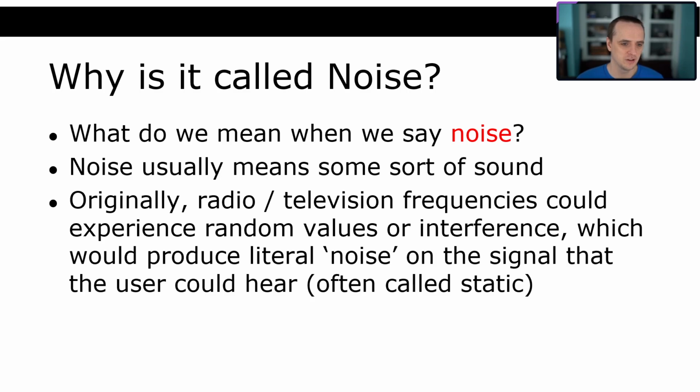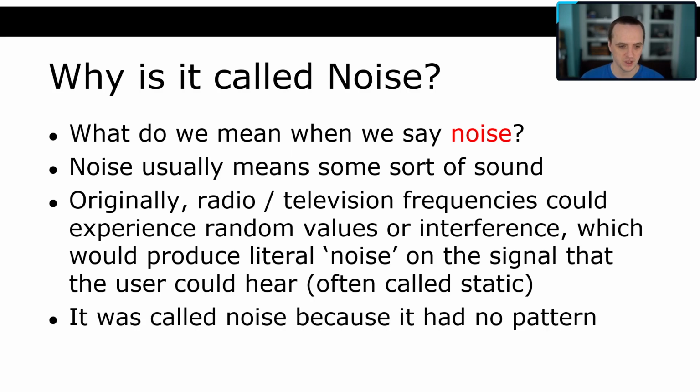So originally, radio and television frequencies, right? They could experience these random values of interference. And that would produce, when you turned on the television, a literal noise, right? So it would be a noise on the signal that the user could hear. And it would be kind of randomized, like shh, right? You could call it static, but it was a noise. And they called it a noise on the signal or a noisy signal. And the reason they called it noise is because it had no pattern. It didn't mean anything. It was just whatever.